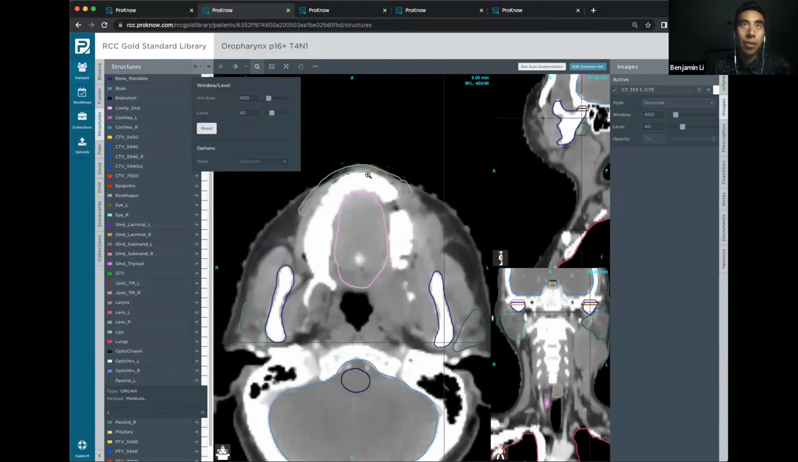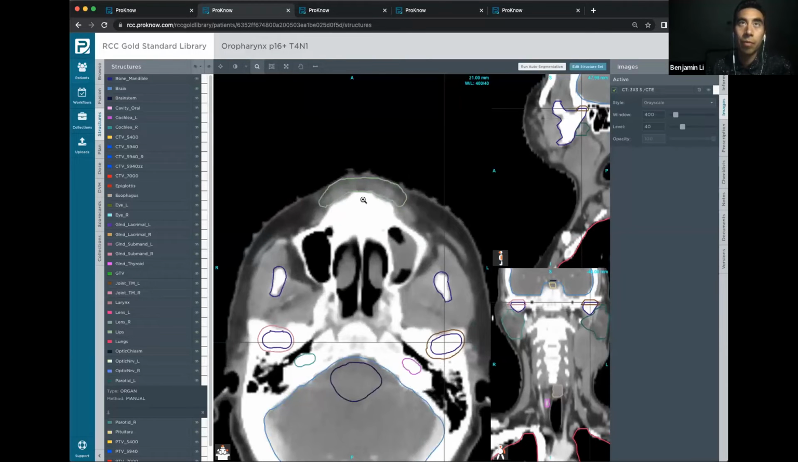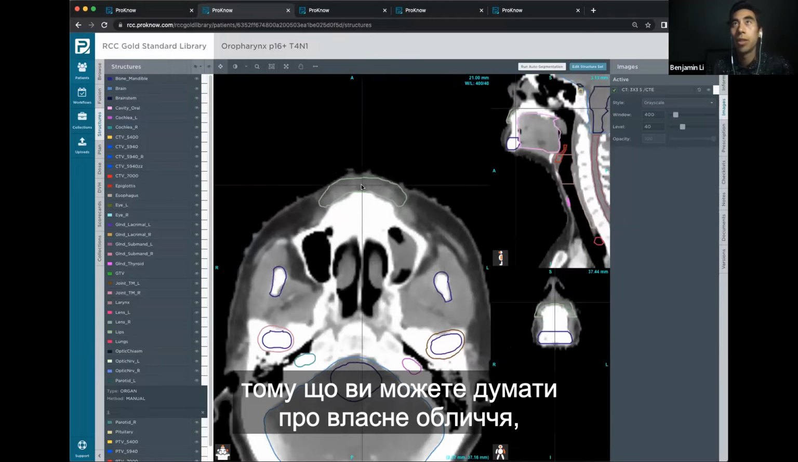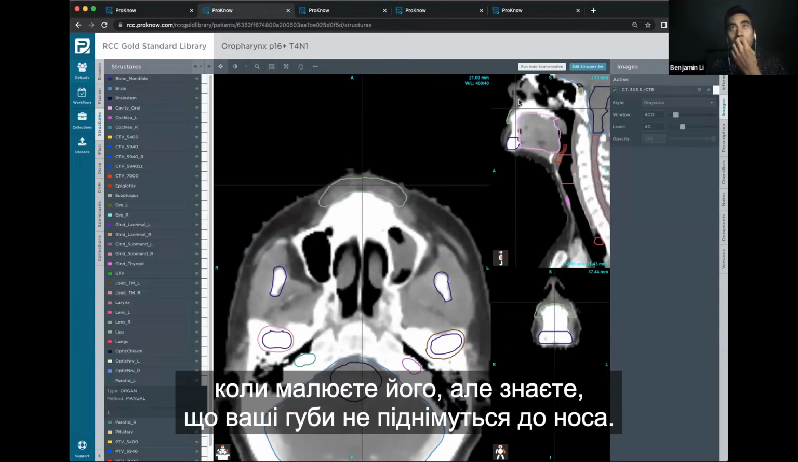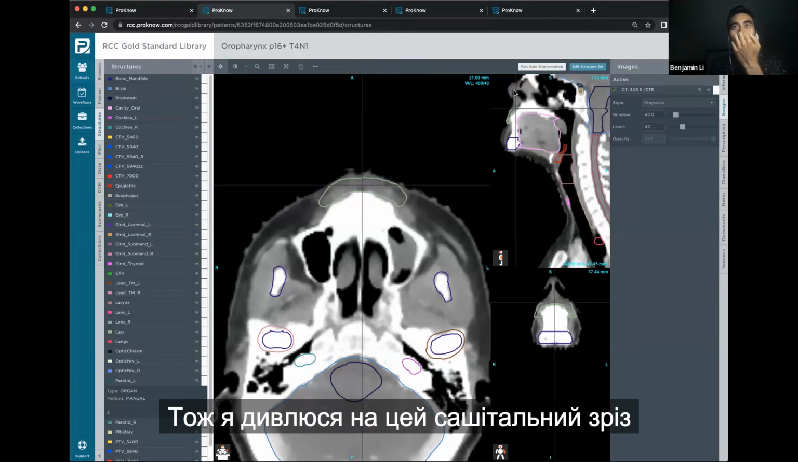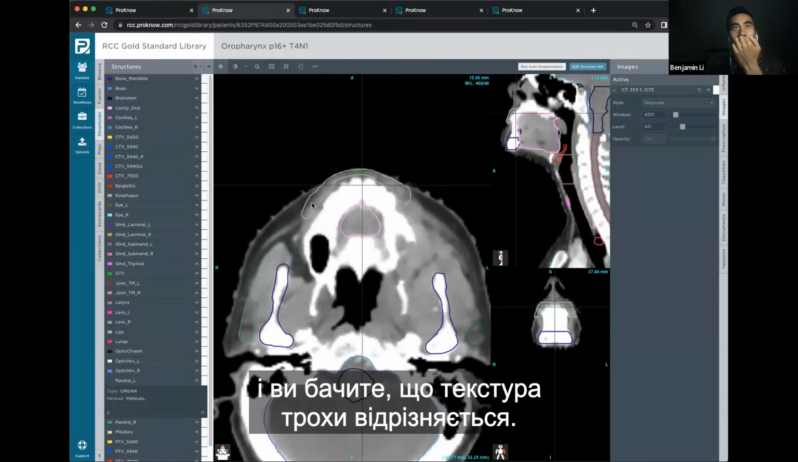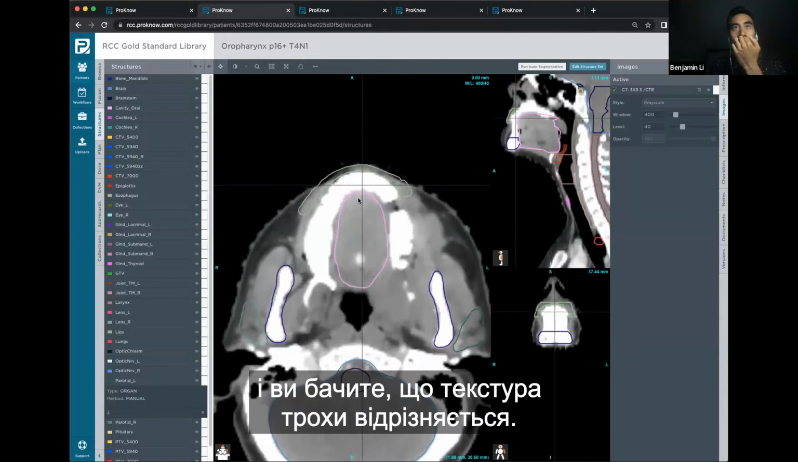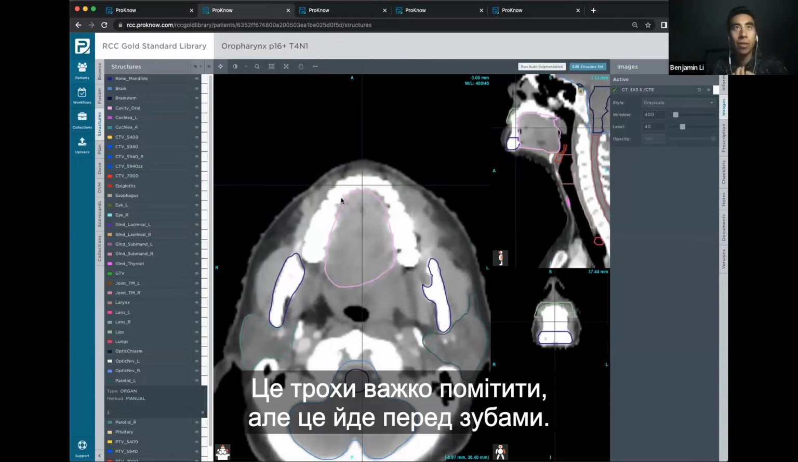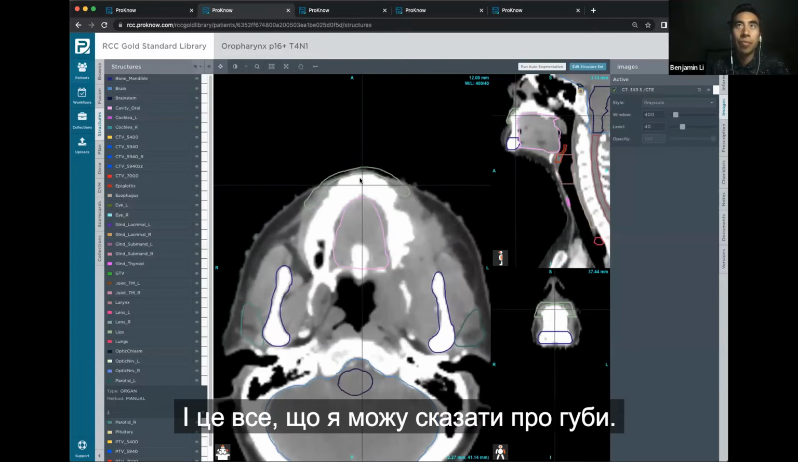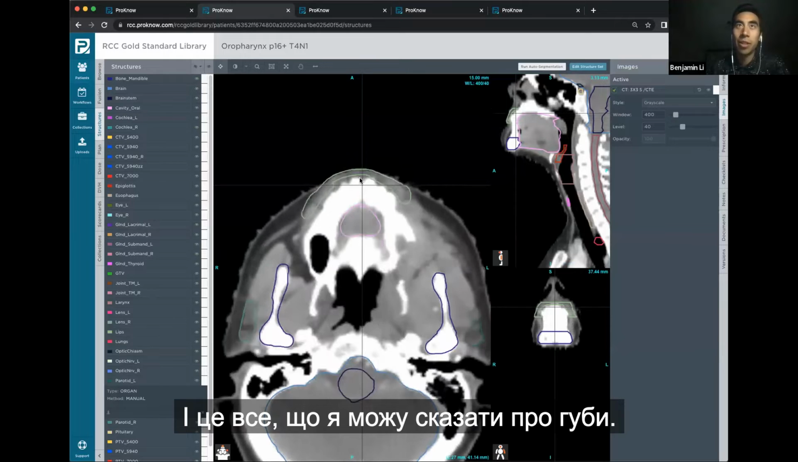These are the lips. For those that haven't seen the lips, it's kind of a funny one to draw because you can think of your own face as you're drawing it, but your lips aren't going to go up into your nose. So I look at the sagittal view, and you can see the texture is a little bit different. It's a little bit difficult to see, but it goes in front of the teeth, and that's all I'm going to say about the lips.